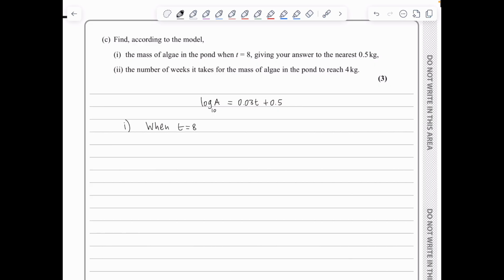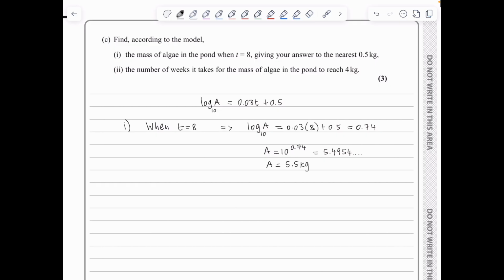So I will simply substitute T is 8, taking me to log of A base 10 is 0.03 times 8 plus 0.5. This means we are looking at an answer of 0.74 for log A base 10, which means that A is 10 to the 0.74, which gives an answer of 5.4954..., which correct to the nearest 0.5 kilograms is 5.5 kilograms.